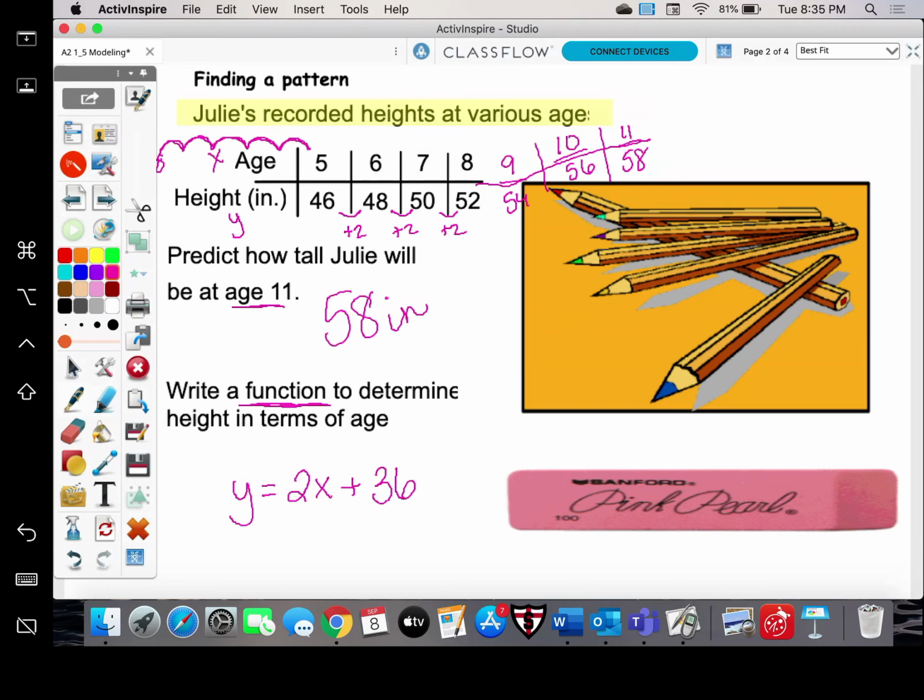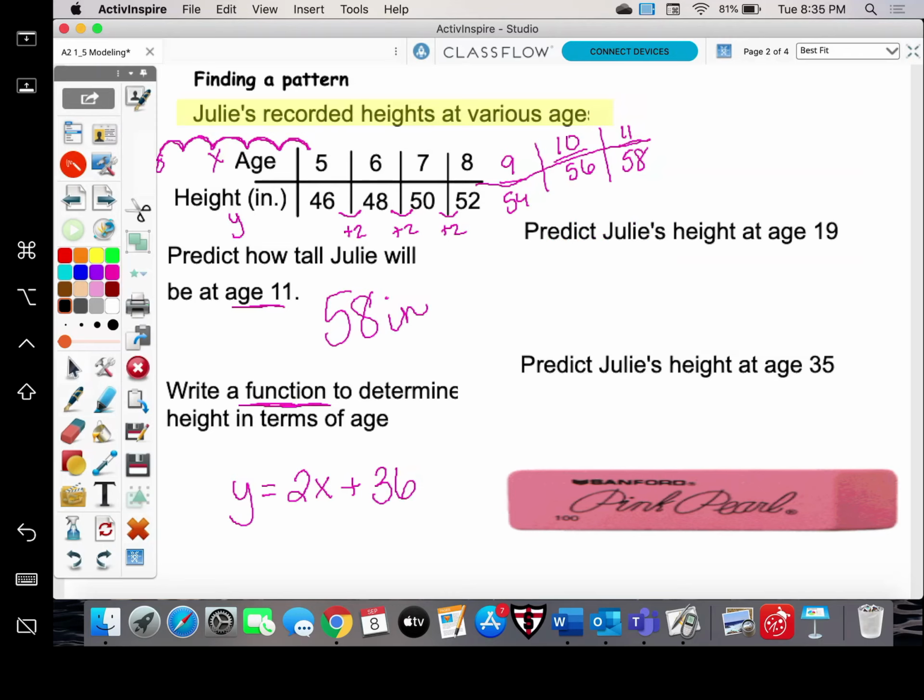Okay, so we have our function. Maybe it's a little unreasonable. Maybe. But it's the best we can do with what we have. All right? Under here, we got some questions. Now that we have the function, I want us to predict Julie's height now to age 19. So we're going to have y equals 2 times 19 plus 36. So 2 times 19 plus 36, 74 inches.